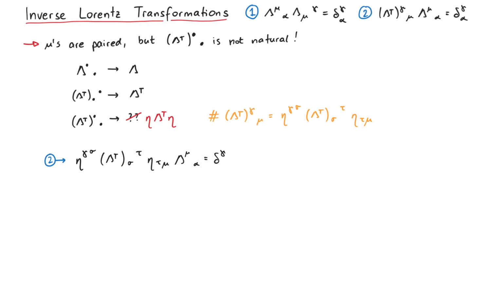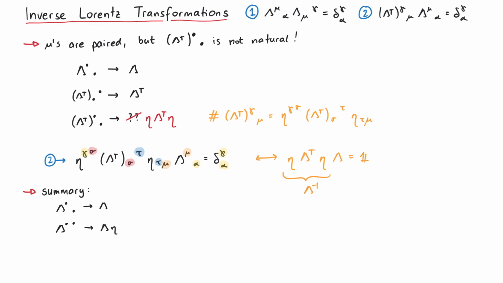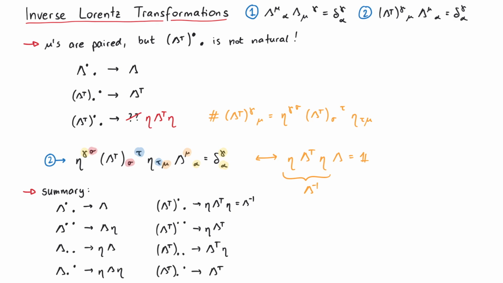Since every index is paired up correctly and all symbols have their natural index position, we can write this as a matrix equation, where we see again that the inverse of lambda is equal to eta lambda t eta, and everything is consistent. In summary, here are all possible index positions of lambda and its transpose, together with which matrices they correspond to. And that's pretty much it for this video.